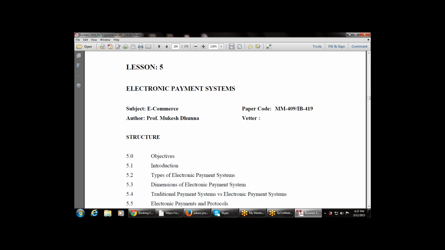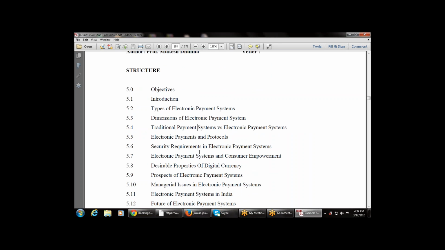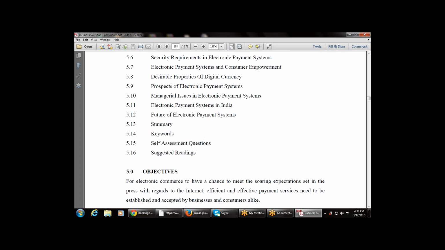We started with the introduction of the e-payment system, and these are the various contents available with it. One is the objective, then introduction, then types of EPS, then dimensions of EPS, that is the electronic payment system, then traditional system versus the electronic payment system, then what are the protocols used with electronic payment, then security requirements, then consumer empowerment, then what are the properties of digital currency. So these are the various topics covered in this chapter.